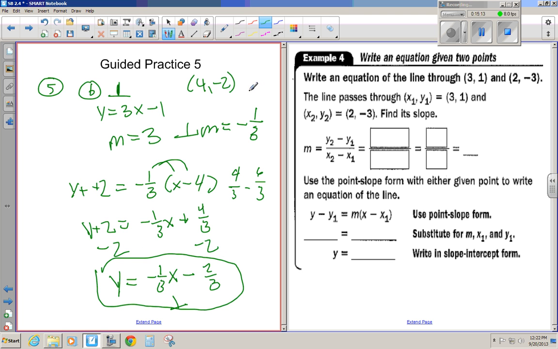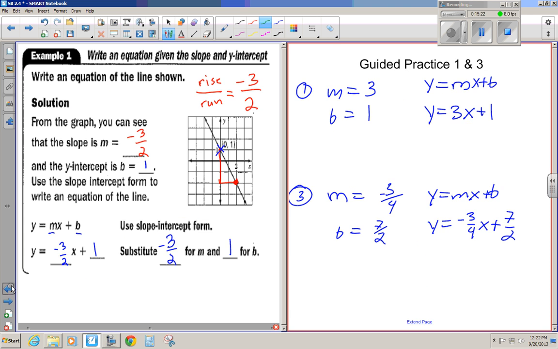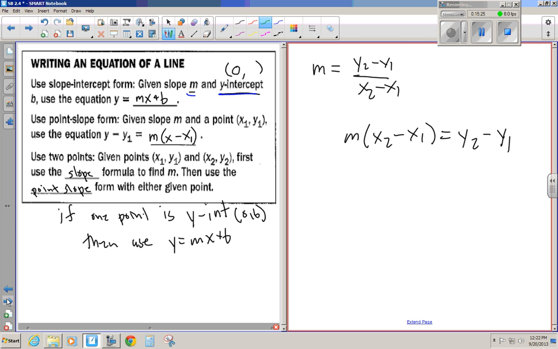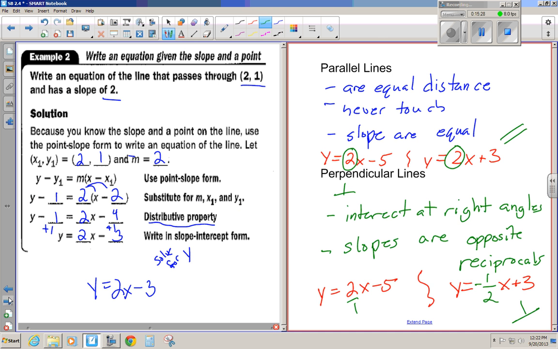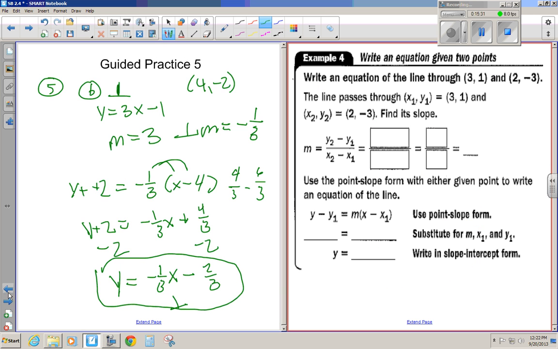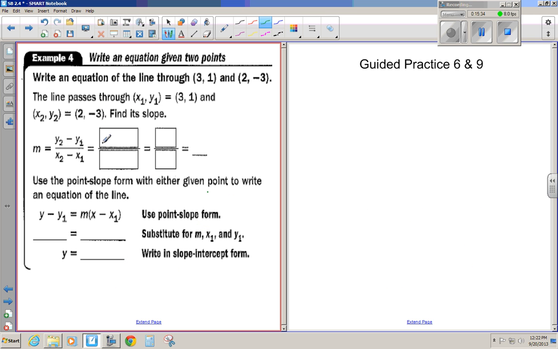So this is your perpendicular equation. All right, now write an equation if you're just given 2 points. So it said way back at the beginning, if you're given 2 points, find the slope and then use point-slope formula. So y2 minus y1 over x2 minus x1. My equation becomes negative 4 over negative 1, which becomes 4. My slope is 4.